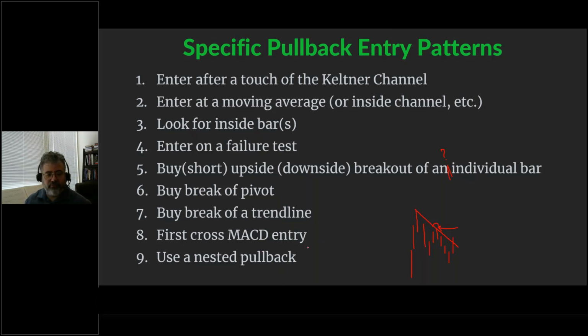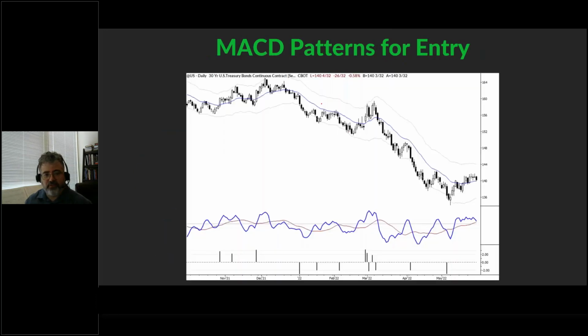We talked about the first cross on the MACD, and we also talked about using a nested pullback. This first cross definitely bears some consideration. Let's look at all of these on this chart. This will also illustrate a couple points. When I did this before, I took the time to do different colors. I'm not going to do that here. Here's the 0 line of the MACD, and here's, I'll use dotted, the slow line of the MACD.